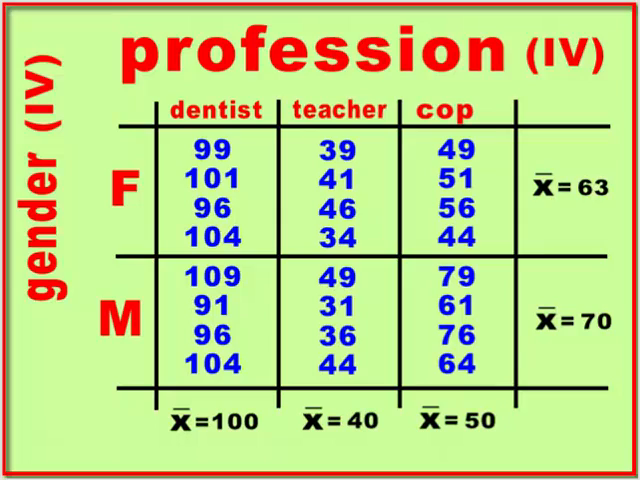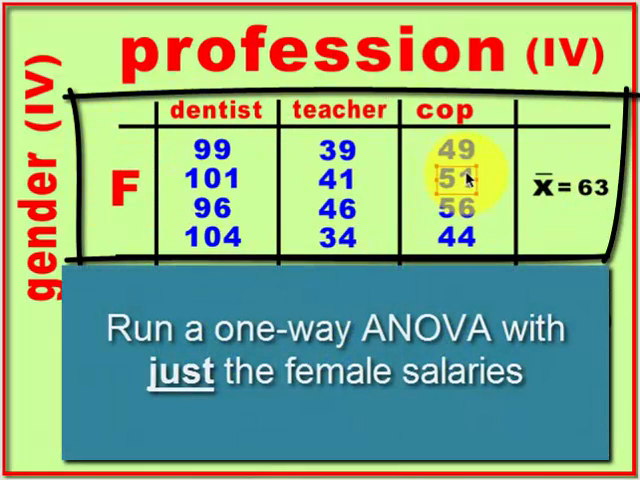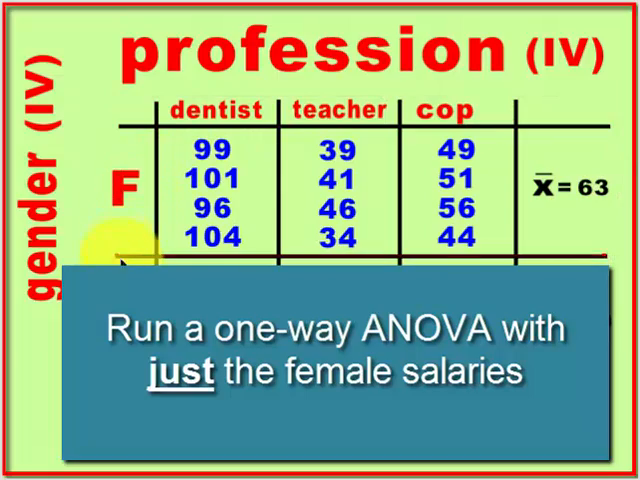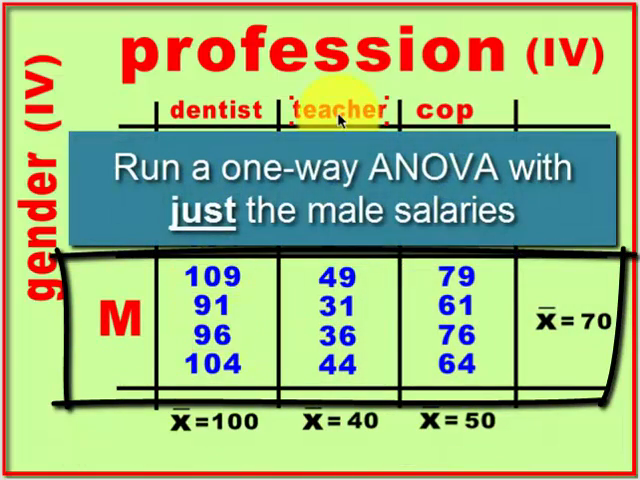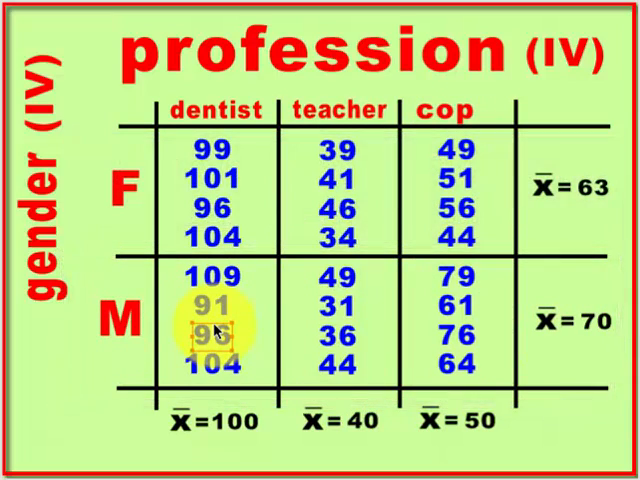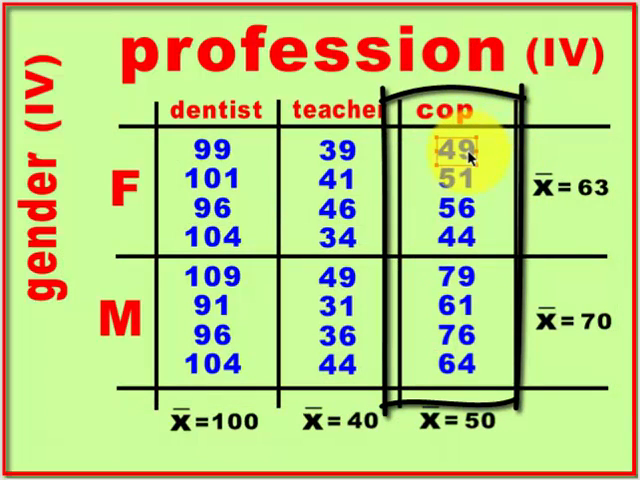So a simple effect is looking at strictly one level of one IV across all the different levels of the different IV. Example, a simple effect would strictly be looking at the female scores. Another simple effect would simply be comparing the male dentist, male teachers, male cops scores. Another simple effect is you can strictly look at the cops. Going down this way, you can compare female cops to male cops. That is a simple effect.